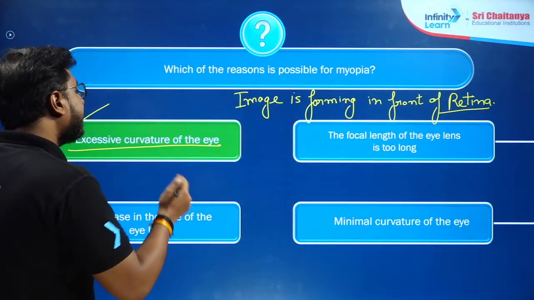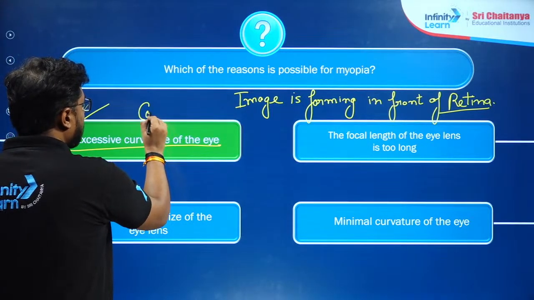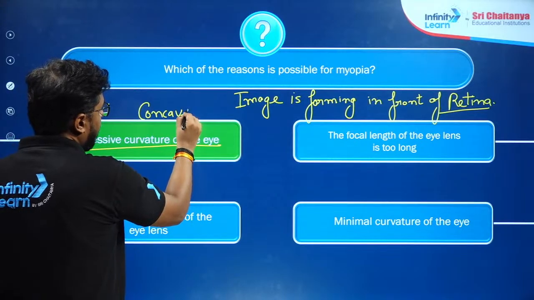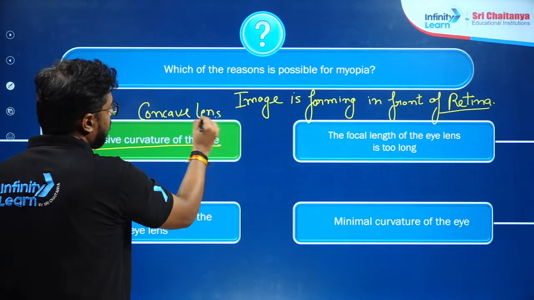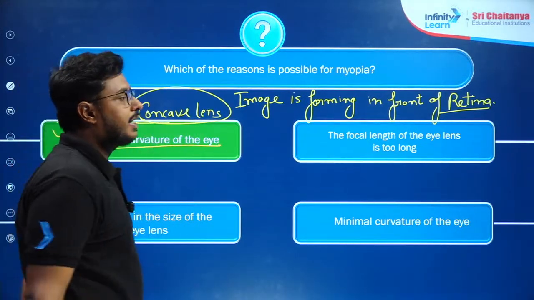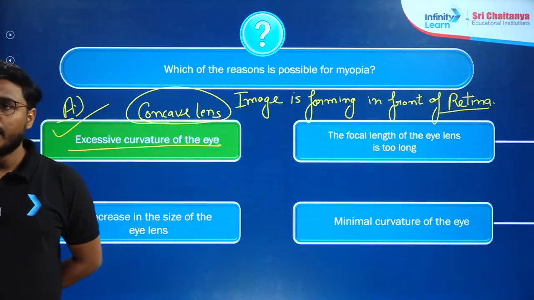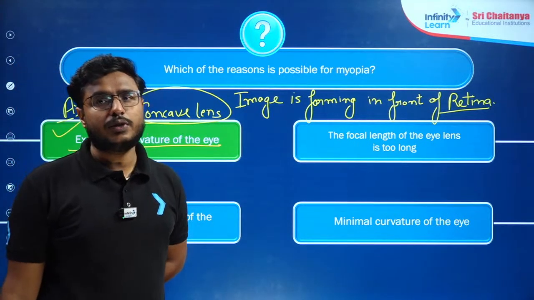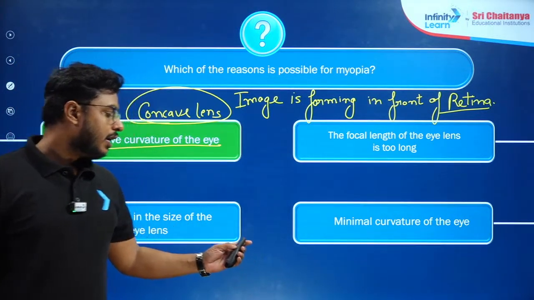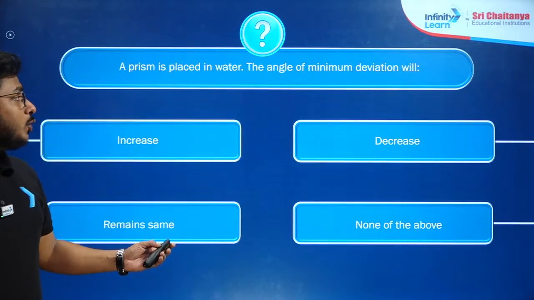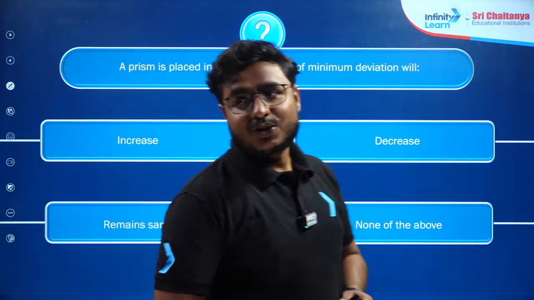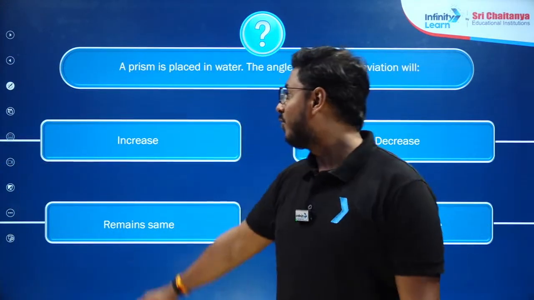So, to correct this defect, we should use concave lens. Why concave lens we should use? Because it is going to diverge the rays, and the rays will again meet at retina, and that's how we can remove the defect of myopia. Okay, let's move to the next question quickly, and do share it with your friends also, everyone. So that is going to be interesting for them also.